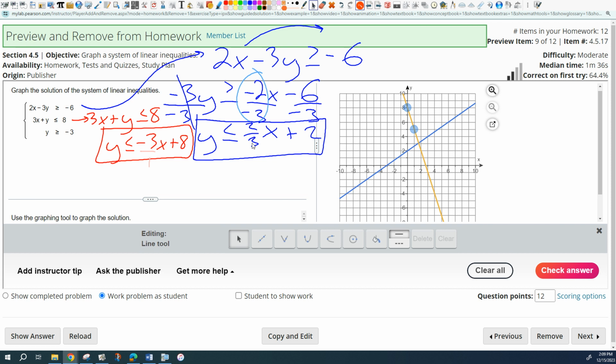The last one is already done. This guy, I'll just make it bigger, but it's just y is greater than or equal to -3.